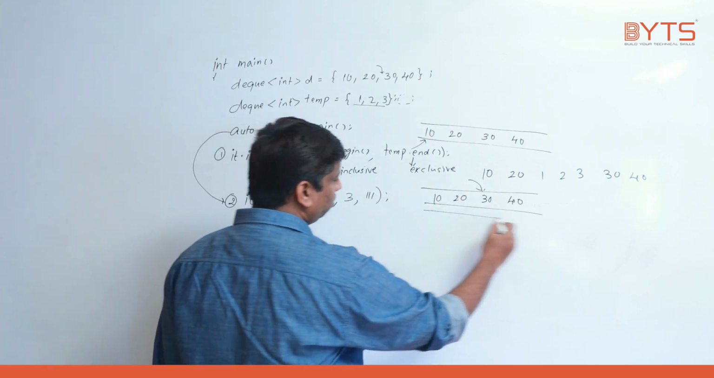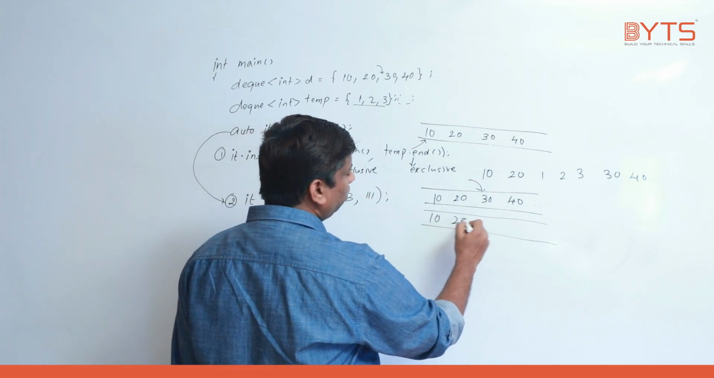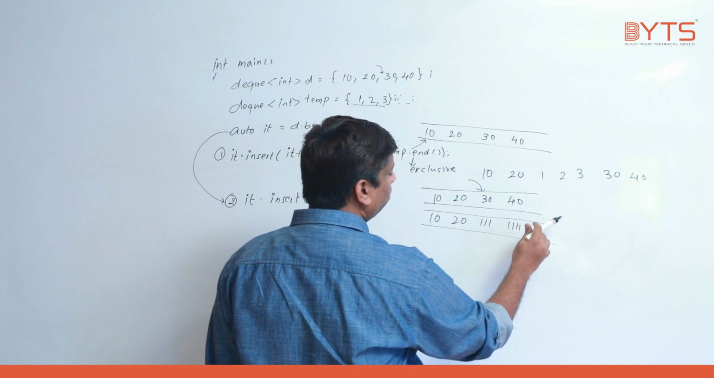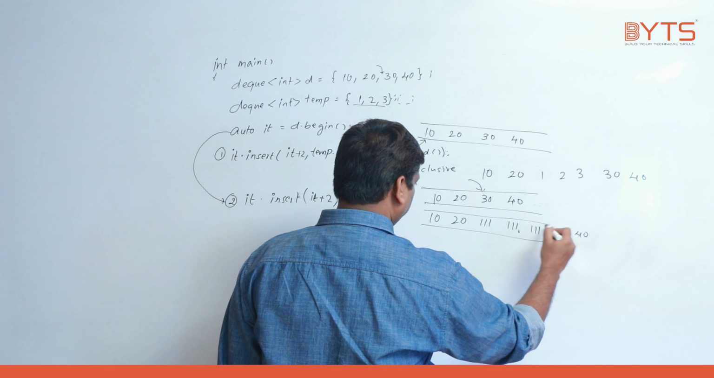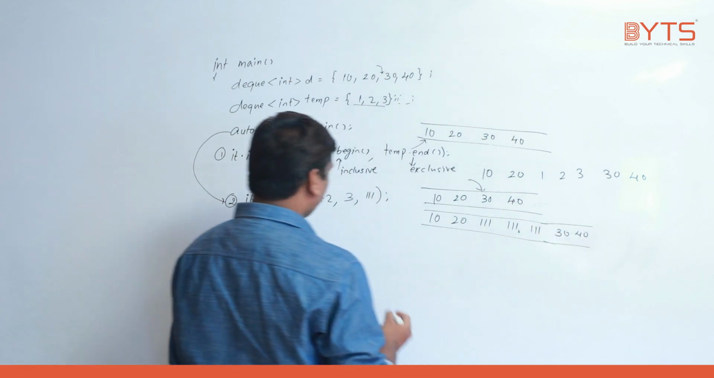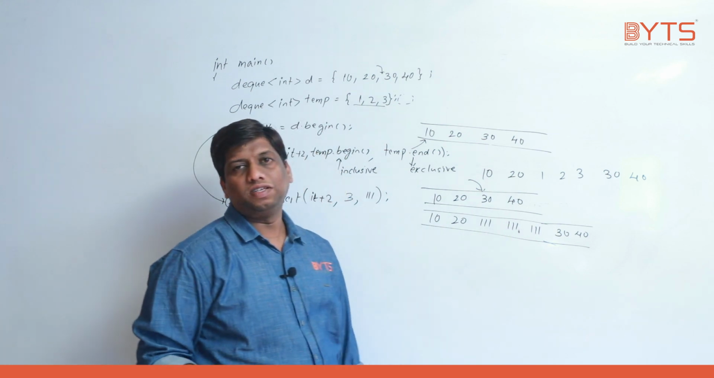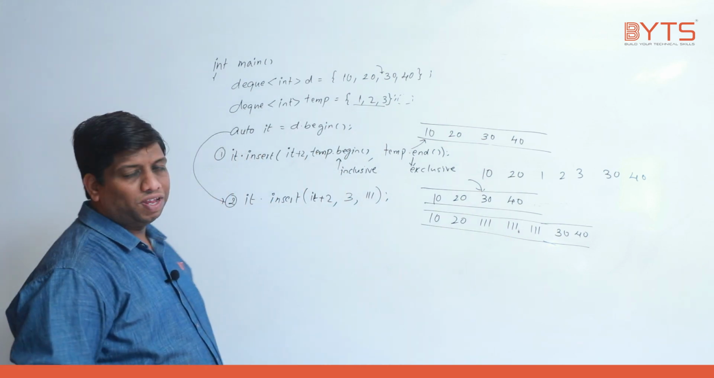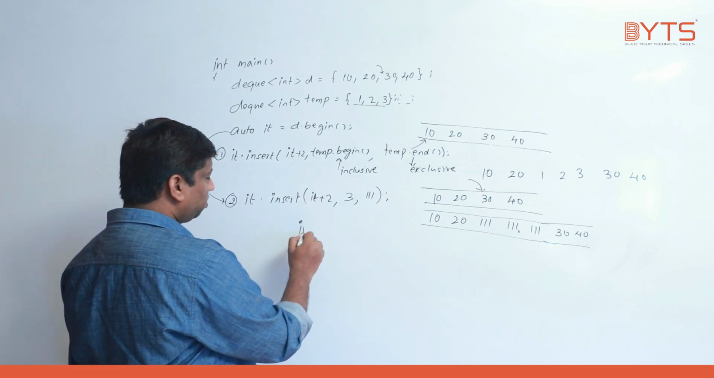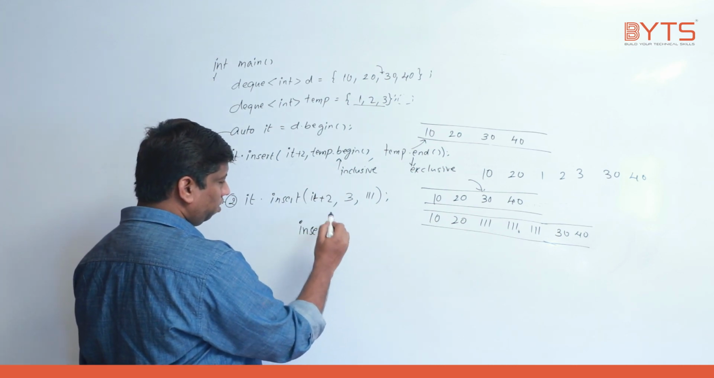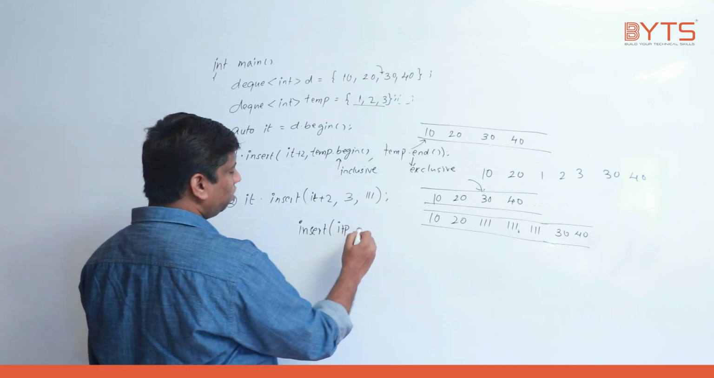This will be your new DQ: 10, 20, 111, 111, 111, 30 and 40. So 111 is inserted 3 times, right? So totally how many types of insert do we have? 3 types. What is the first one? Insert: iterator position, comma, iterator position, comma, value.